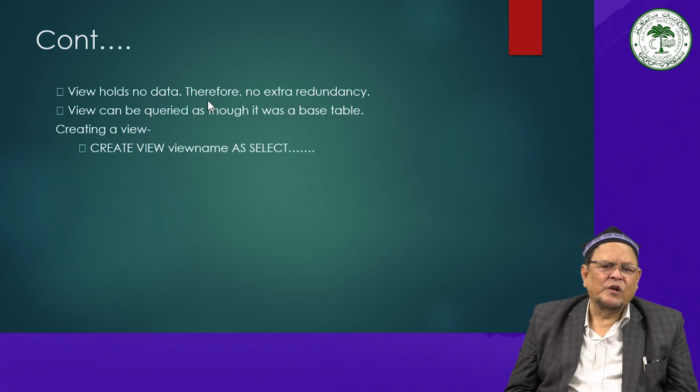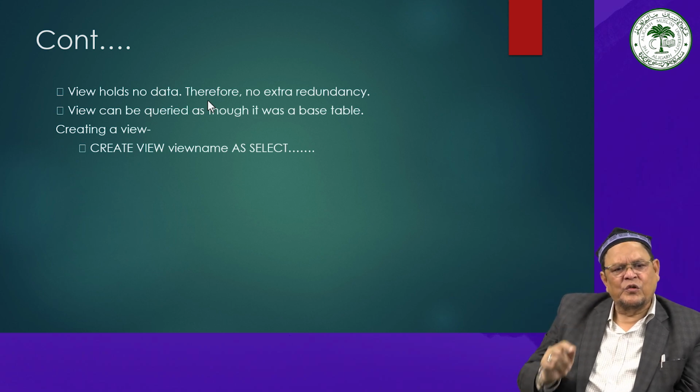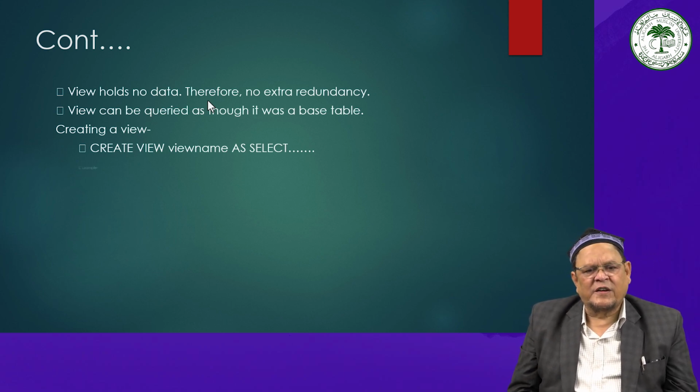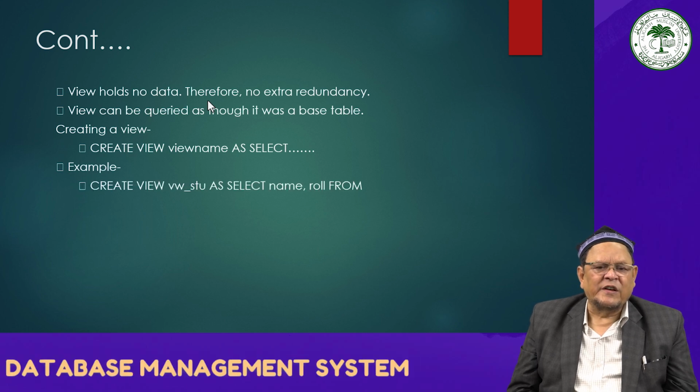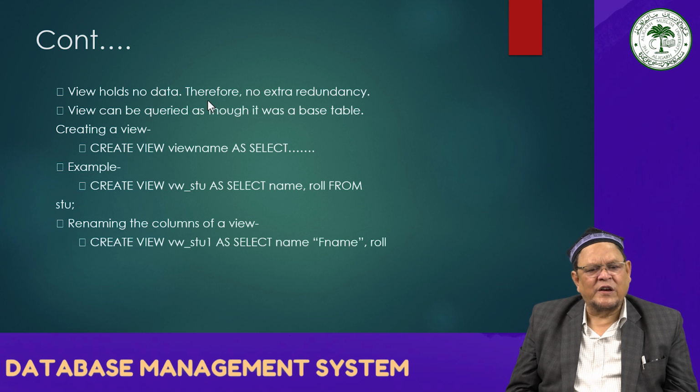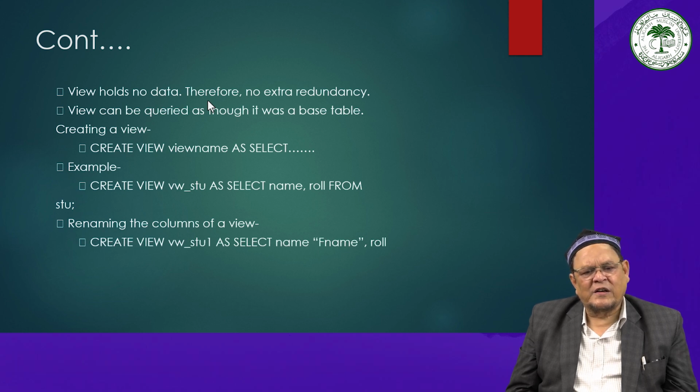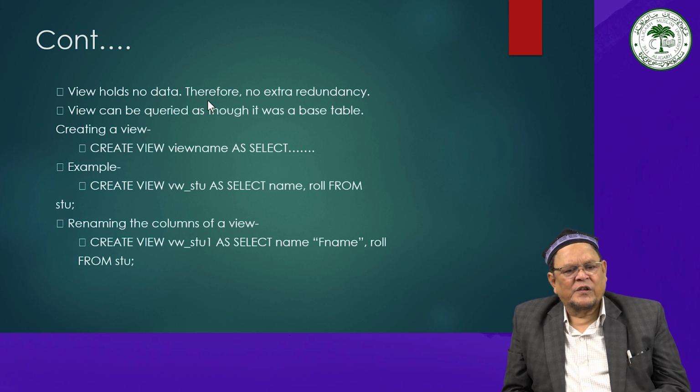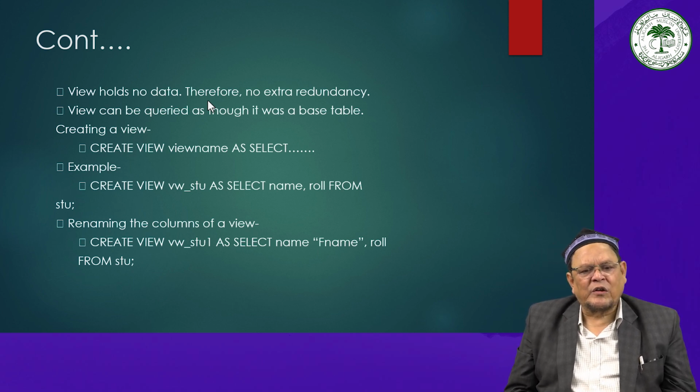How will you create a view? You write it in the same way: CREATE VIEW name AS SELECT. For example, CREATE VIEW vw_study AS SELECT name, roll number FROM student table. Renaming the column of a view: you can say CREATE VIEW AS SELECT name as first name, roll FROM STU. By that we are able to rename the column of a view.